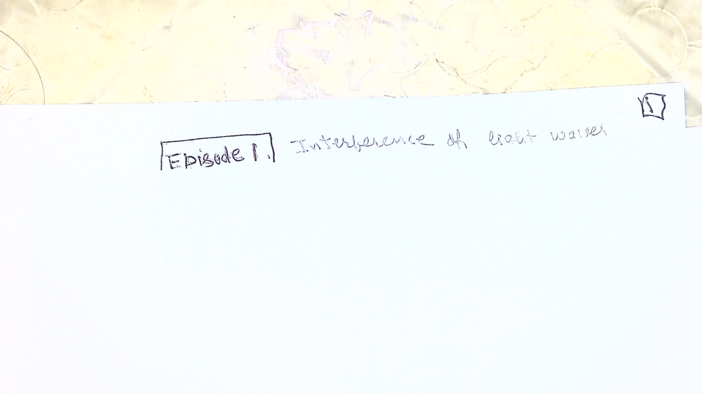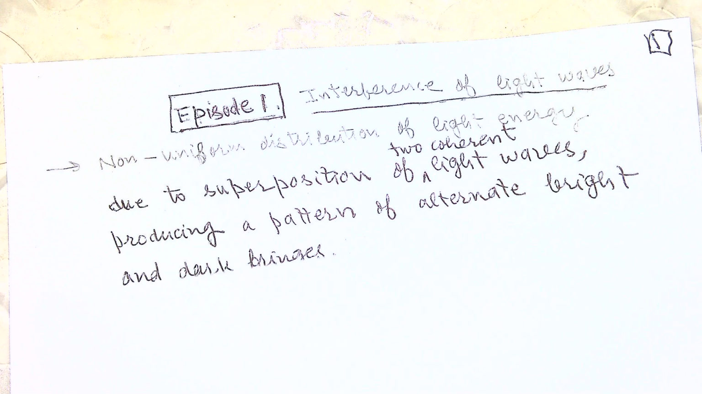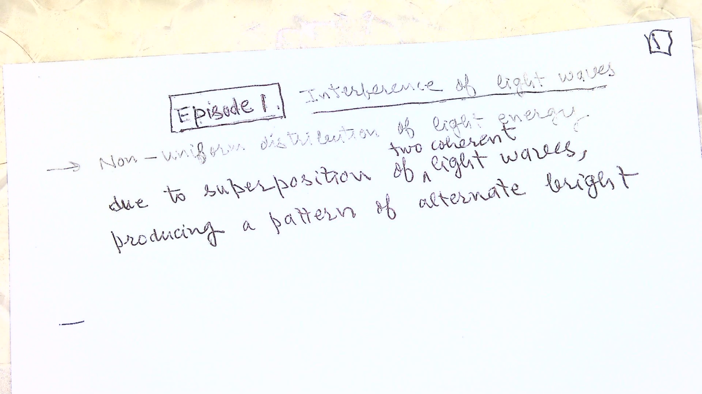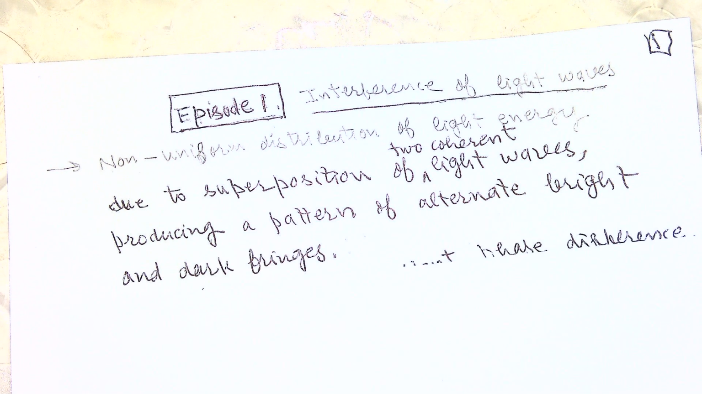We are going to go through different episodes of physics and mathematics. The first episode I am dedicating to interference of light waves. And what exactly is interference of light waves? It is non-uniform distribution of light energy due to superposition of two coherent light waves, producing a pattern of alternate bright and dark fringes.